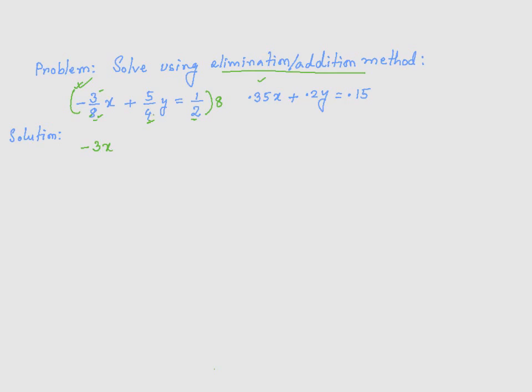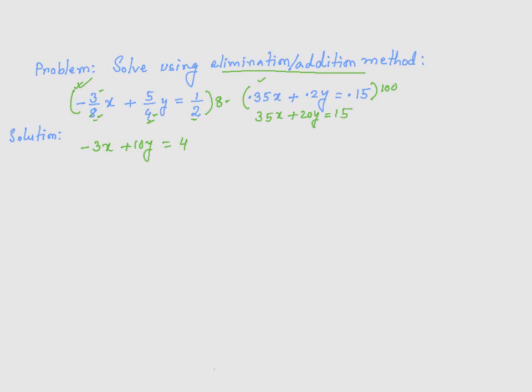In the second one, this 4 goes into 8 twice. 2 times 5y is going to be 10y, and is equal to 1/2 times 8, which is just 4. So this is going to be my first equation. And in the second equation, I'm going to multiply both sides by 100 so that I can get rid of the decimals. That's going to give me 35x plus 20y is equal to 15.